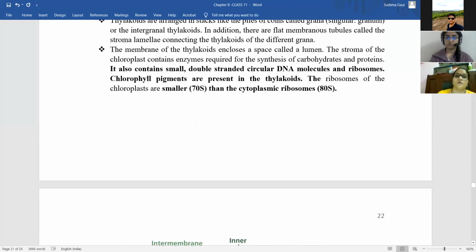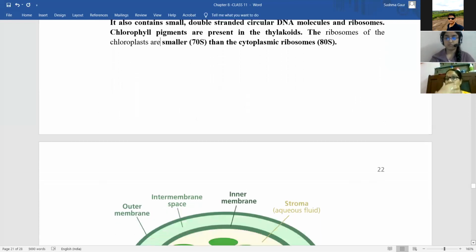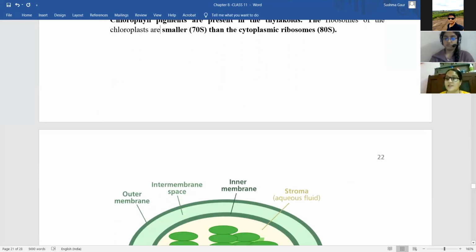Okay, so these chlorophyll pigments are present in the thylakoids, and the ribosomes of chloroplast are smaller, that is 70S, than the cytoplasmic ribosomes. As we studied, prokaryotes consist of 70S and eukaryotes consist of 80S. So inside the chloroplast, ribosomes will be of 70S type, whereas in the cytoplasm, that is outside, in the cell area where all the cell organelles are present, the ribosome will be of 80S type, but the chloroplast ribosome is of 70S type.